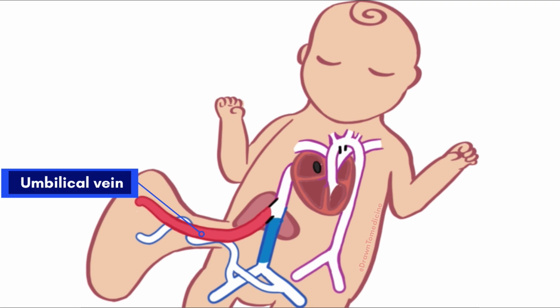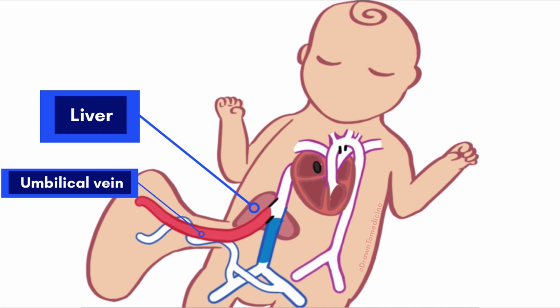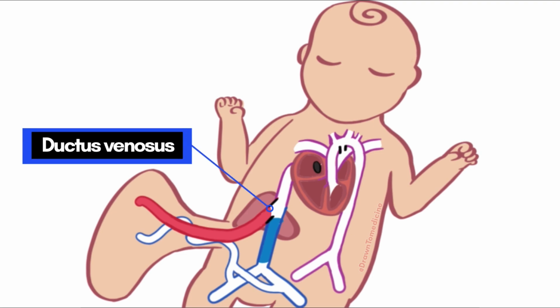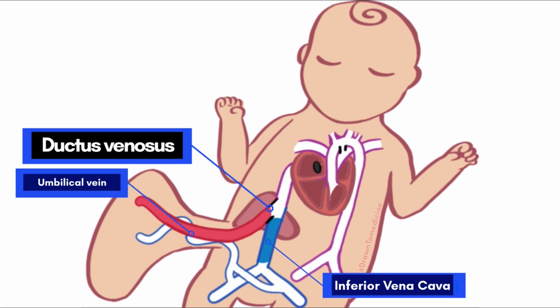Now, as the umbilical vein courses through the fetus's body, it's going to come across the liver. Now, keep in mind that the fetal liver is not developed yet, so there's no reason for the blood to stop here at the liver to be detoxified. Instead, the blood in the umbilical vein bypasses the liver using a shunt, highlighted here in black, known as ductus venosus. This allows the blood from the umbilical vein to go into the inferior vena cava.